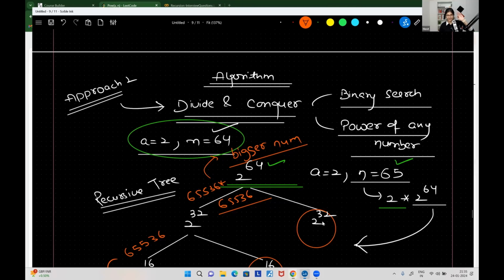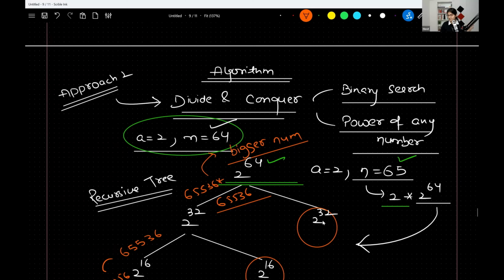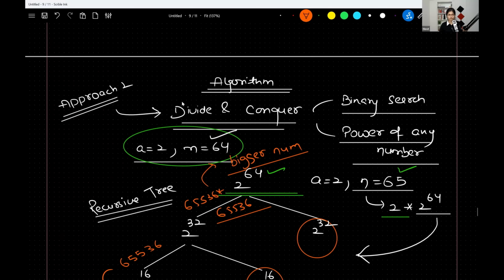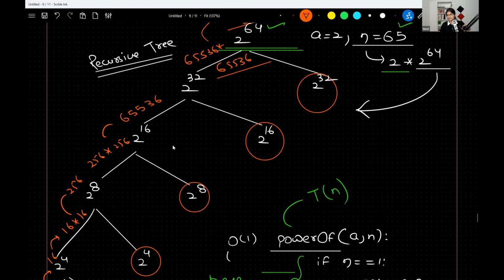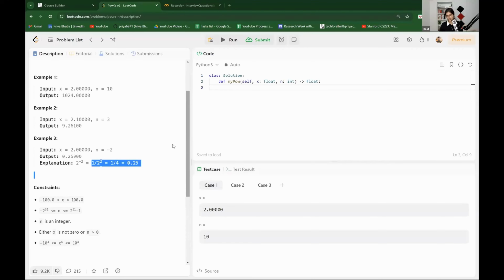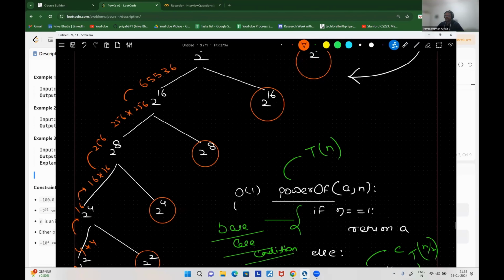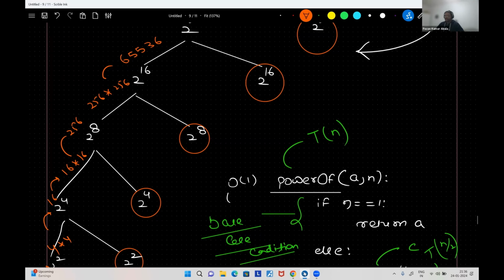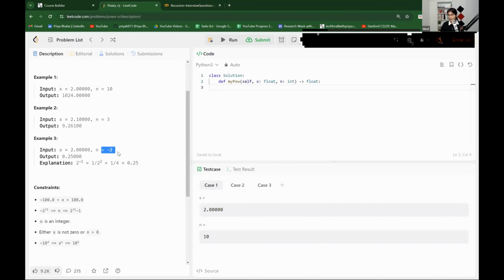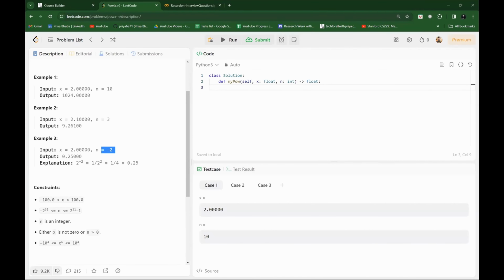Utilizing the optimized approach concept, give me the solution for this problem. There's a bit of change required in the implementation. How will you do it? If n equals 0, then we return 1. But if there is a negative value, how will you approach that? Whatever else we have to find, the power value, simply 1 divided by the result. Very good. That's correct.